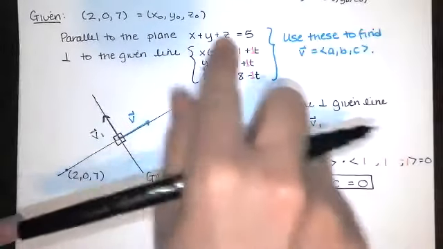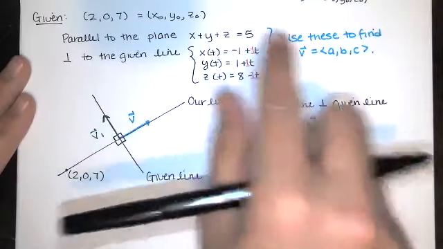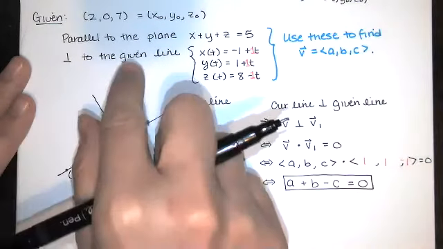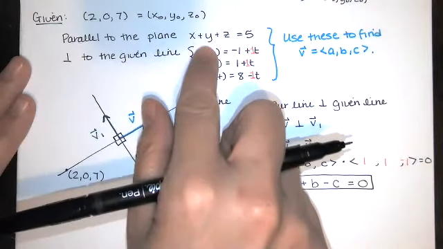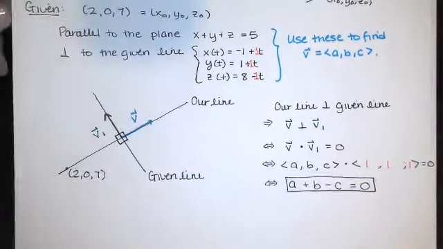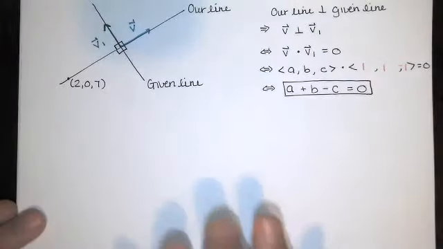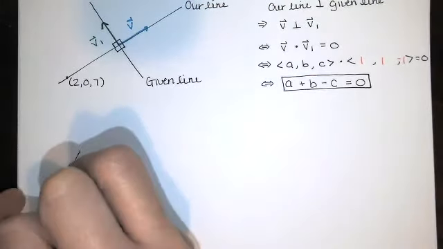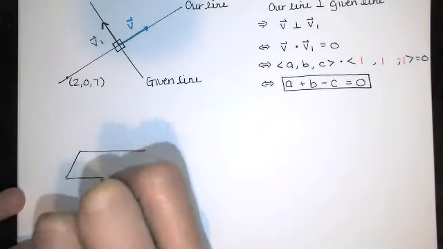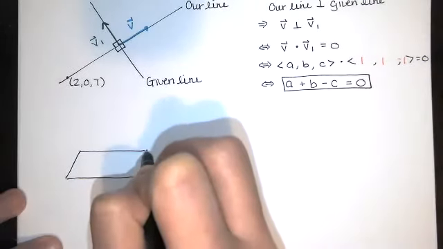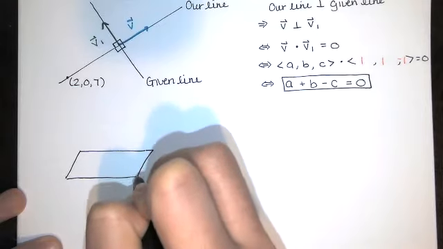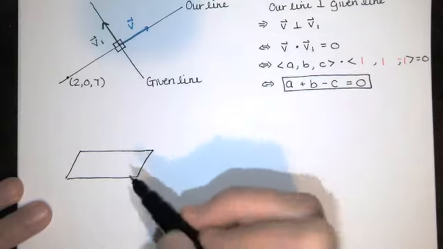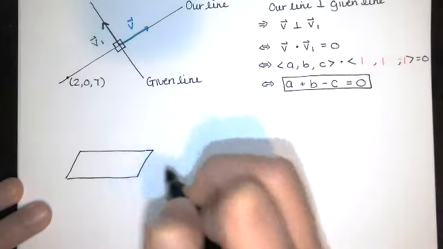Now the second piece also tells us something about the direction vector of our line. We're told that our line is parallel to the plane x plus y plus z equals 5. Now, I'm not going to draw x plus y plus z equals 5 in three-dimensional space because showing us that first octant portion of that plane really doesn't help us. But we know that our line is parallel to this plane.